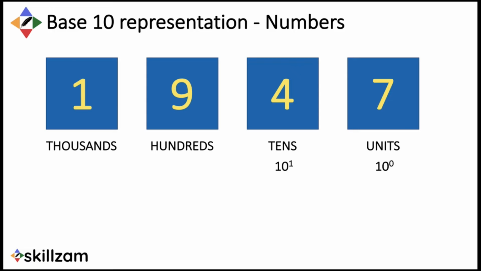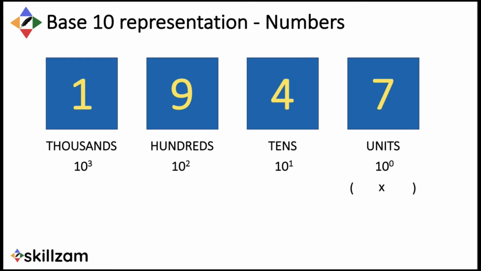A digit in the hundreds place is a multiple of 10 to the power 2, that is 100, which is 10 times more significant than the previous tens place. A digit in the thousands place is a multiple of 10 to the power 3, that is 1000, which is 10 times more significant than the previous hundreds place.